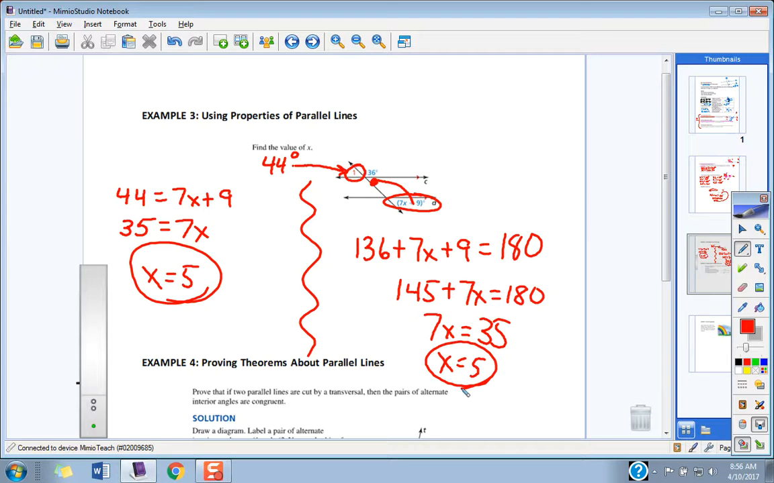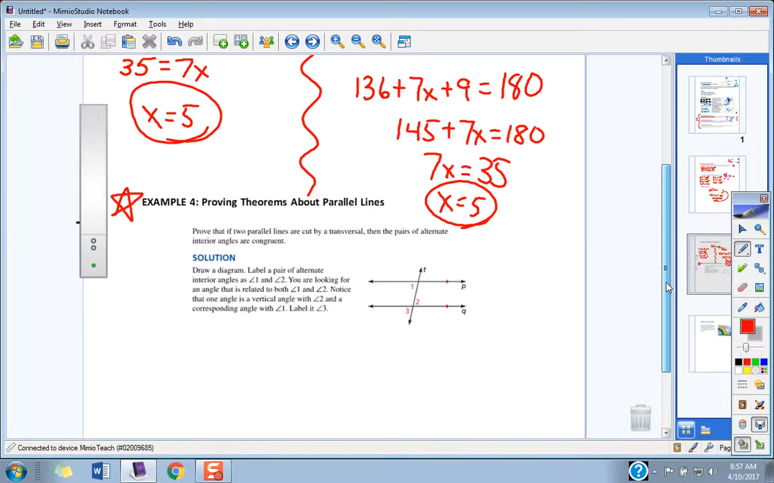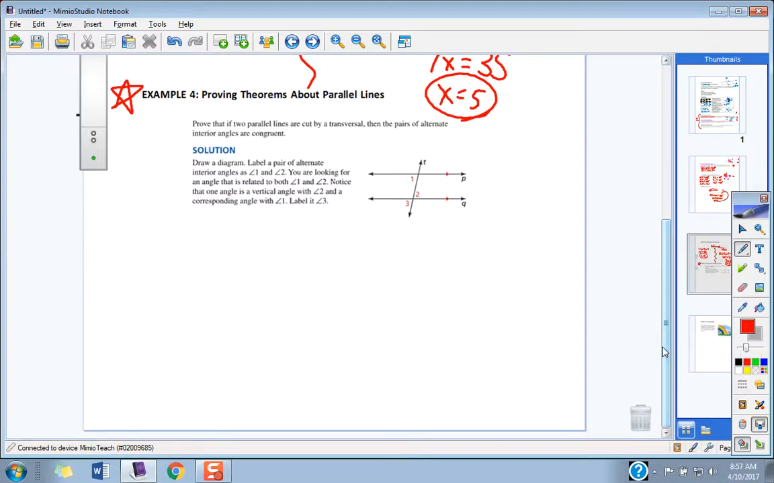I want to put a star by example 4. This is an important one right here. You're going to want to make sure you understand what's going on here.